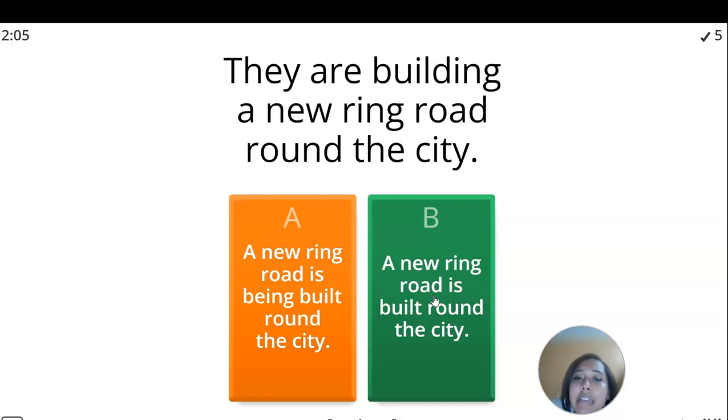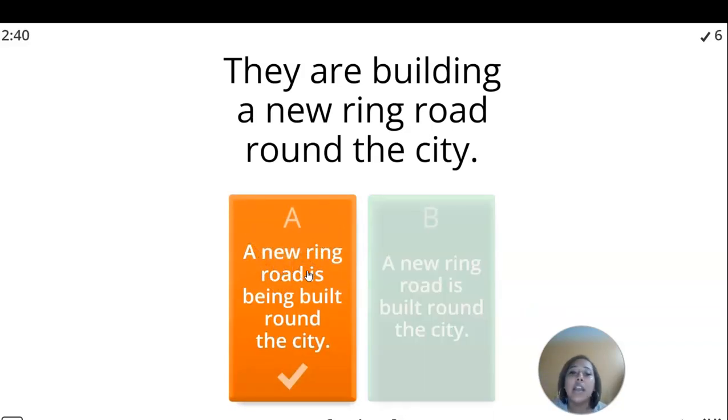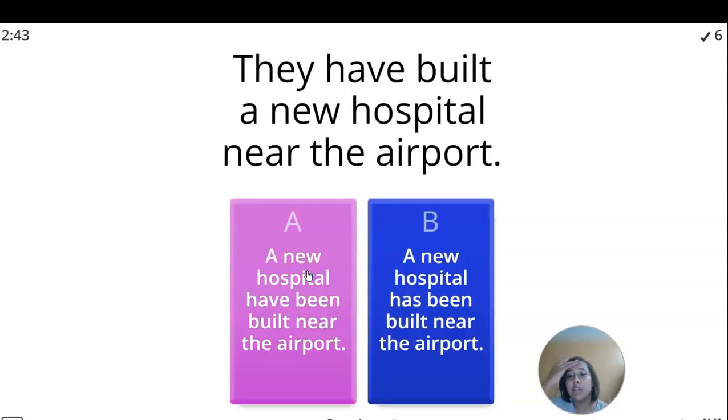So they are building a new ring road around the city. Now let's take a look at our answer here, because this one is kind of tricky, right? So a new ring road is being built around the city, or a new ring road is built around the city. So what do you guys think? Give it a sec. Good. So present continuous, right? A new ring road is being built around the city.